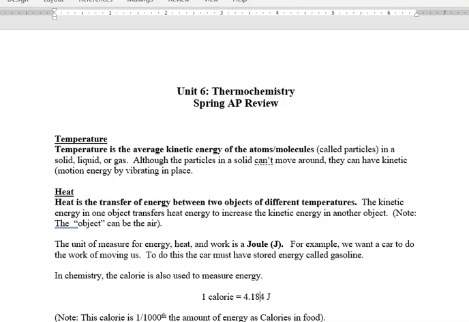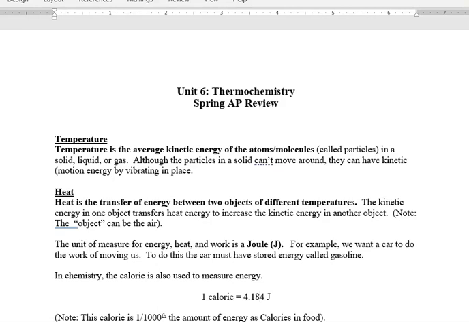The unit of measure for energy, heat, and work, and we'll talk about work in a minute, is a joule. So any kind of energy is measured in joules, and heat is measured in joules. For example, we want a car to do work moving us. To do this, the car must have stored energy called gasoline. So the gasoline would be the energy, stored as chemical energy, as potential energy in the form of chemical bonds in the gasoline. And then when you break those chemical bonds, you can release the energy into the car.